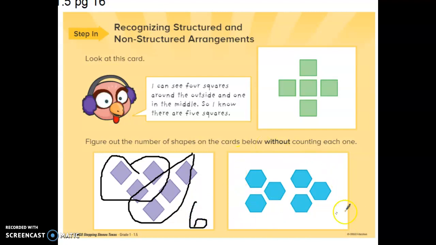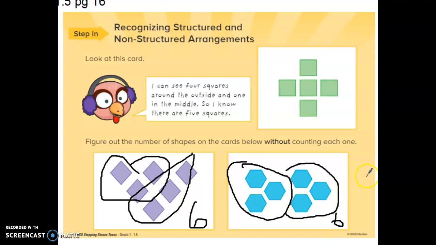And I can see on these hexagons, 6 sides, there's a group of 3 here and another group of 3. So that also is 6. Even though the shapes are different and the design is different, I can still count to 6 quickly.